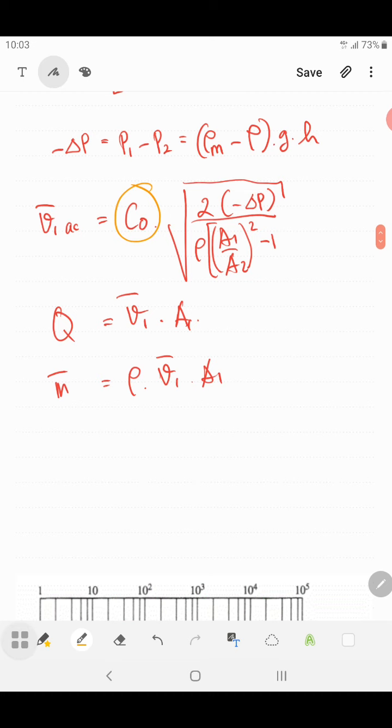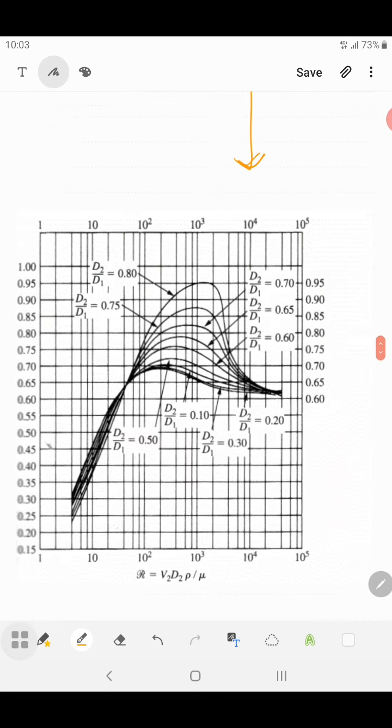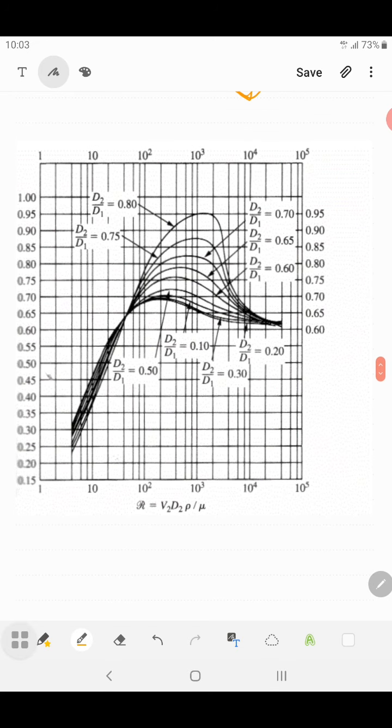So the question is, where can we get the coefficient of orifice? Once again, the value itself can be obtained from the calibration of the orifice with the real condition. For the orifice, the graph is already available, so you can see here at the bottom the coefficient of an orifice. The x-axis shows the Reynolds number of the orifice.